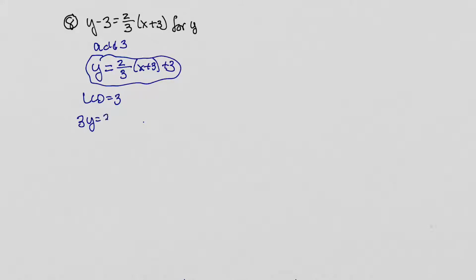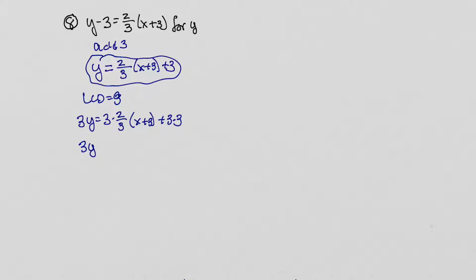3y equals 3 dot 2/3 times x plus 3 plus 3 dot 3. So I just put the LCD, 3y, here, right here, and then I put it here. There it is. Now, let's just continue on.